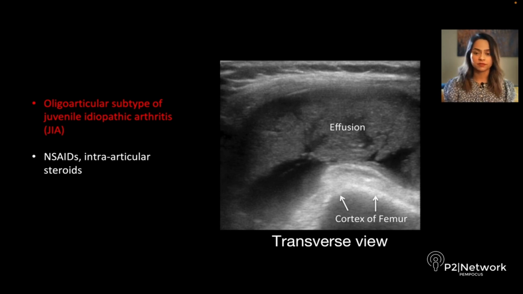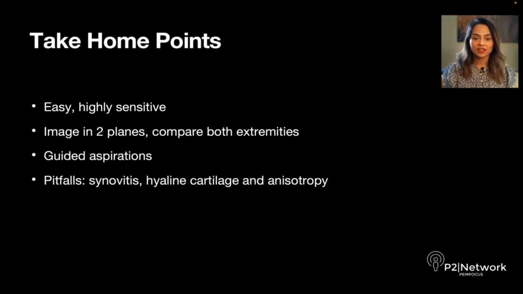So in summary, ultrasound of the knee is a highly sensitive test that can be easily performed at bedside. While imaging, always remember to image in 2 planes and compare the asymptomatic side for anatomical correlation. Ultrasound guidance can make arthrocentesis safer by direct visualization of the needle. And always remember the common pitfalls while evaluating for effusions and tendon rupture.